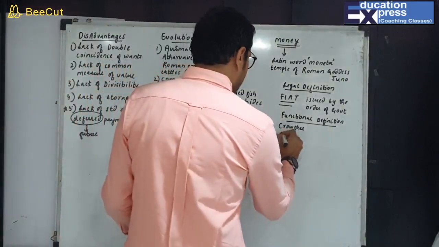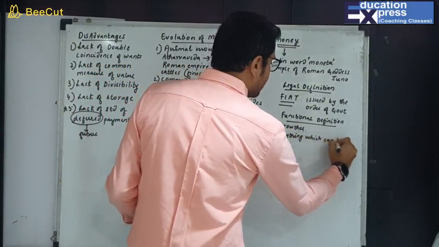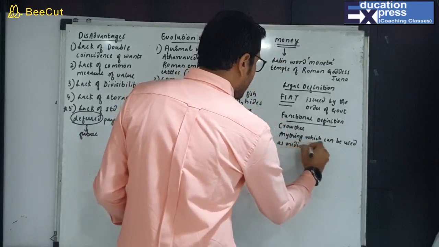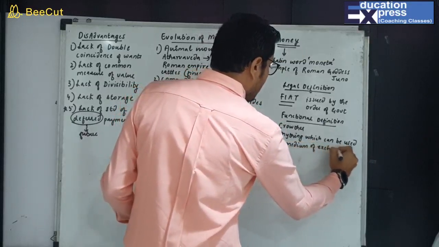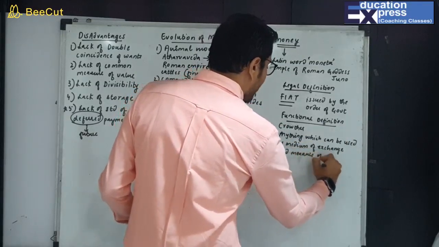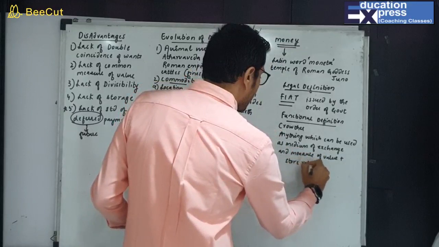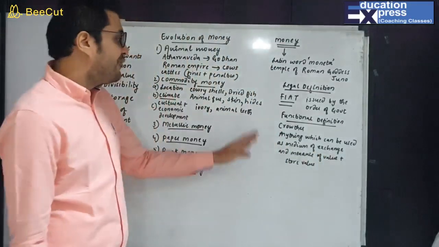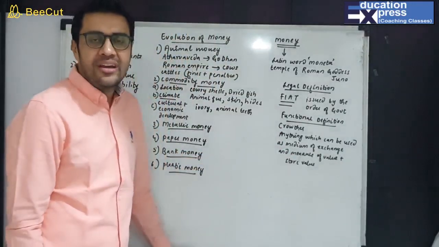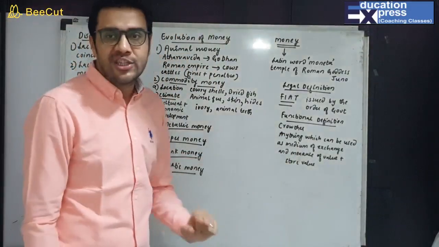Anything which can be used as a medium of exchange and a measure of value and store of value is called money. So that is the functional definition given by Crowther. Anything which can be used as a medium of exchange and a measure of value and along with it a store of value is called money. That is what you need to learn in the functional definition.